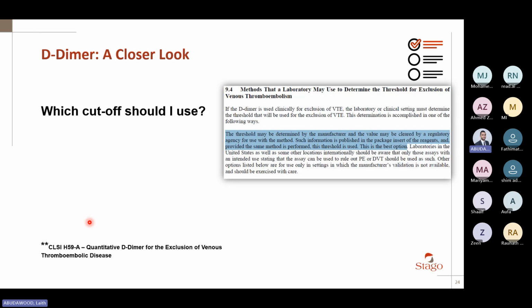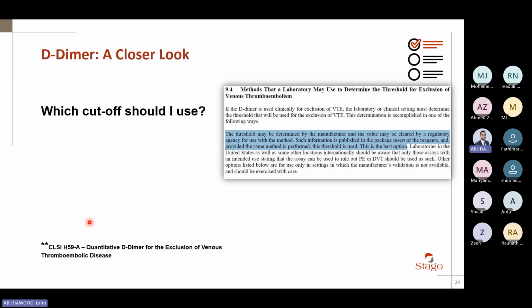So every manufacturer who sells you a D-dimer kit will have a cutoff for their D-dimer assay. Why is it very difficult? Because when you want to establish a cutoff for D-dimer, you actually need to verify that when the D-dimer assay that you have is negative, this actually correlates with the patient not having PE or DVT.